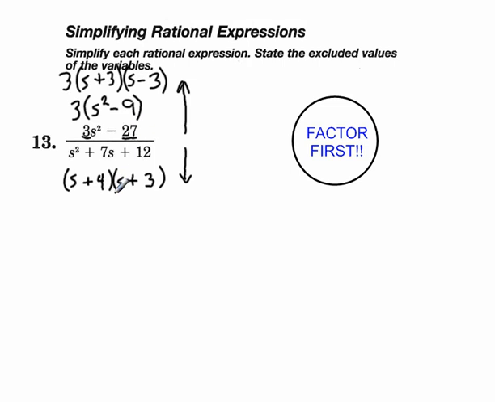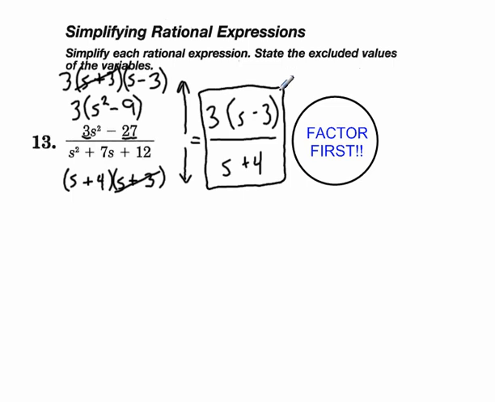Now to simplify, I have an s plus 3 in common. And looks like that's it. So for my answer step, my numerator is 3 times s minus 3. And for the denominator, it's s plus 4.